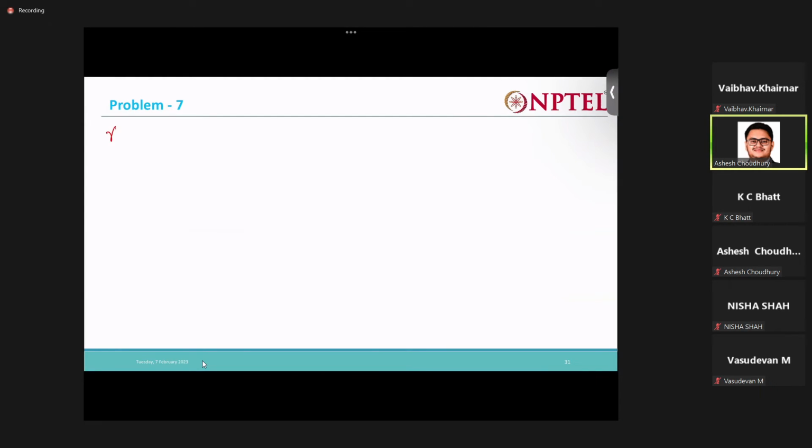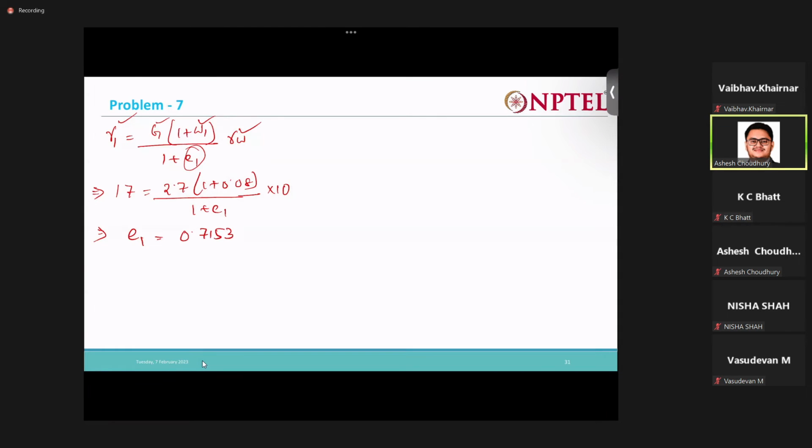For now, the total unit weight in the borrow pit you can write as this relation easily. We can write this down. From there, if we put the values, this we know it's 17, it was given to us, this is known to us, this is known to us, this is unknown to us, into 10. From this we can find out our void ratio. The void ratio of the borrow pit soil is unknown, so you can put all the values, rearrange the terms, and find out the void ratio at this value.